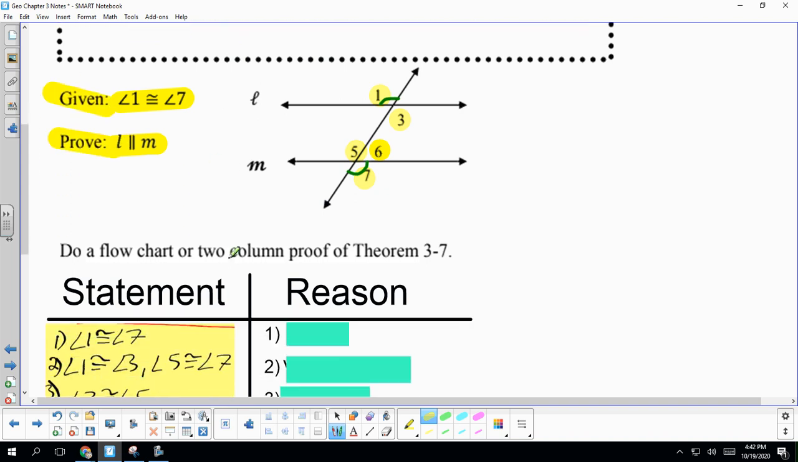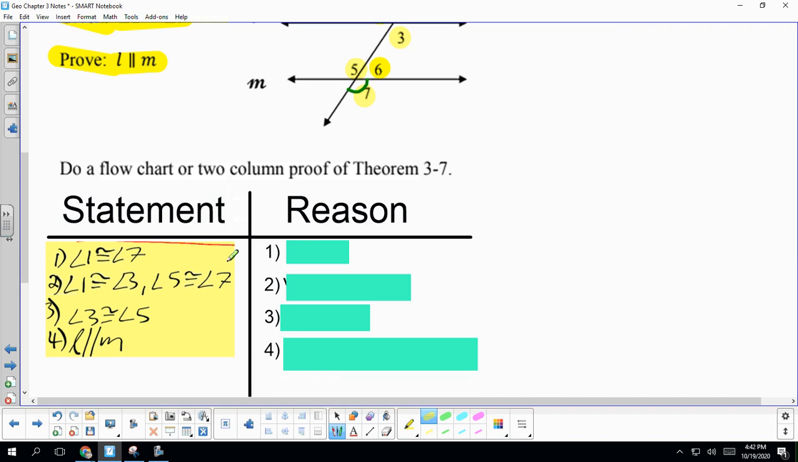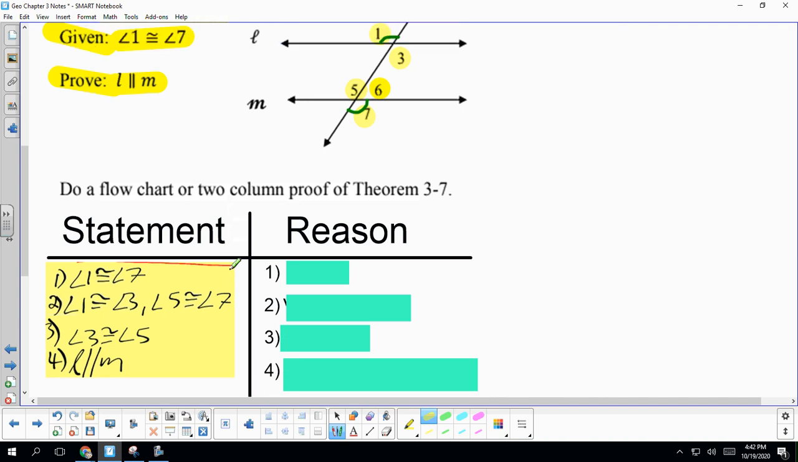Okay, so let's go. I'll give you the statements, and we can write down the reasons together. Again, I picked the 2-column proof. You can tell where my comfort zone is, right? So angle 7 is congruent to angle 1. Sorry, I did that in a little dyslexic way. Angle 1 is congruent to angle 7. We know that is given. Angle 1 is congruent to angle 3, and angle 5 is congruent to angle 7. We know that because they are vertical angles.